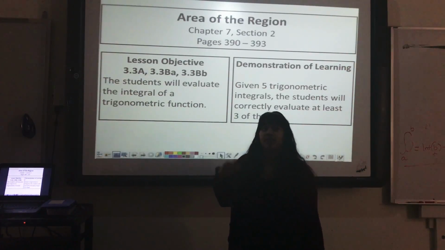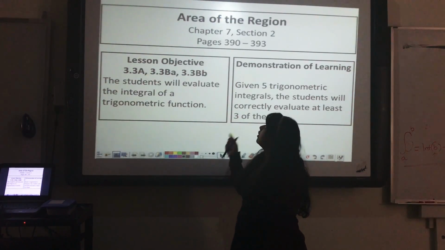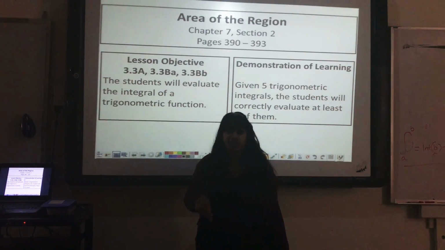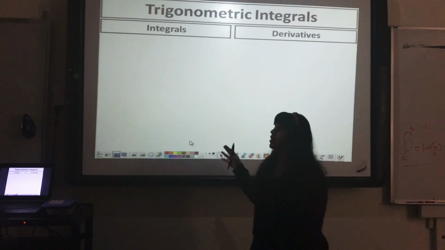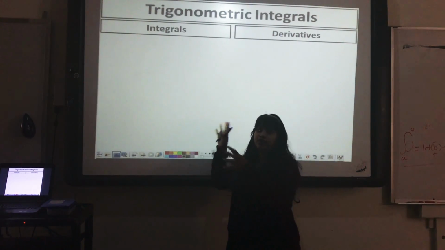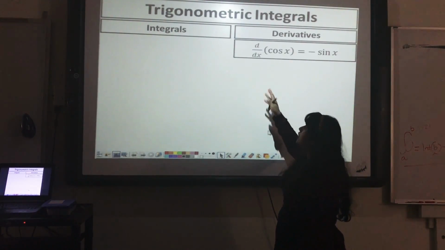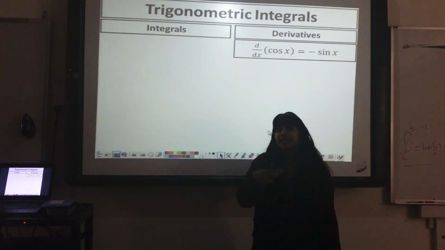Okay, so today we're going to talk about Unit 7.3, which is our integrals of trigonometric functions. A little bit of recap, a little bit going backwards to come forward. So let's talk about our derivatives. The derivative of cosine x is negative sine x.